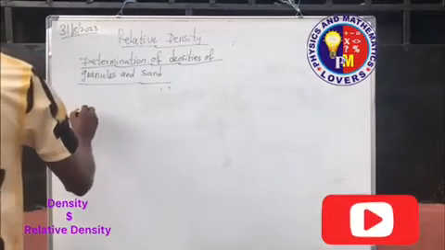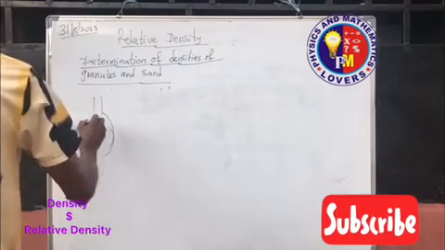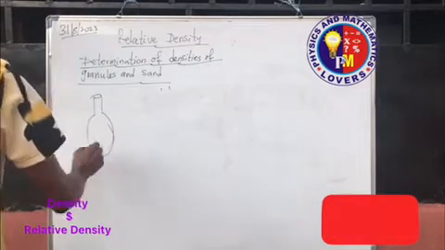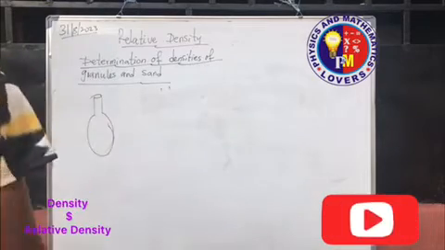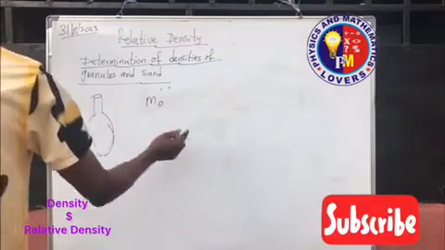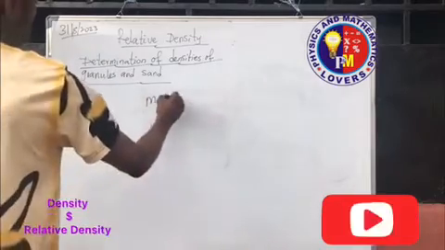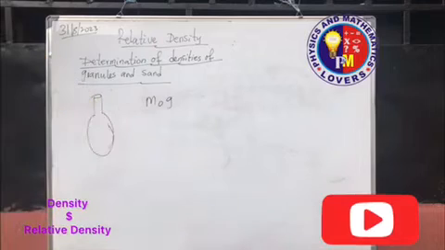When you bring the density bottle like this, you first of all weigh it. When you weigh it, empty and dried, you call that the mass M0. When you calculate the density, it becomes what? That is M0. You can measure it in grams.